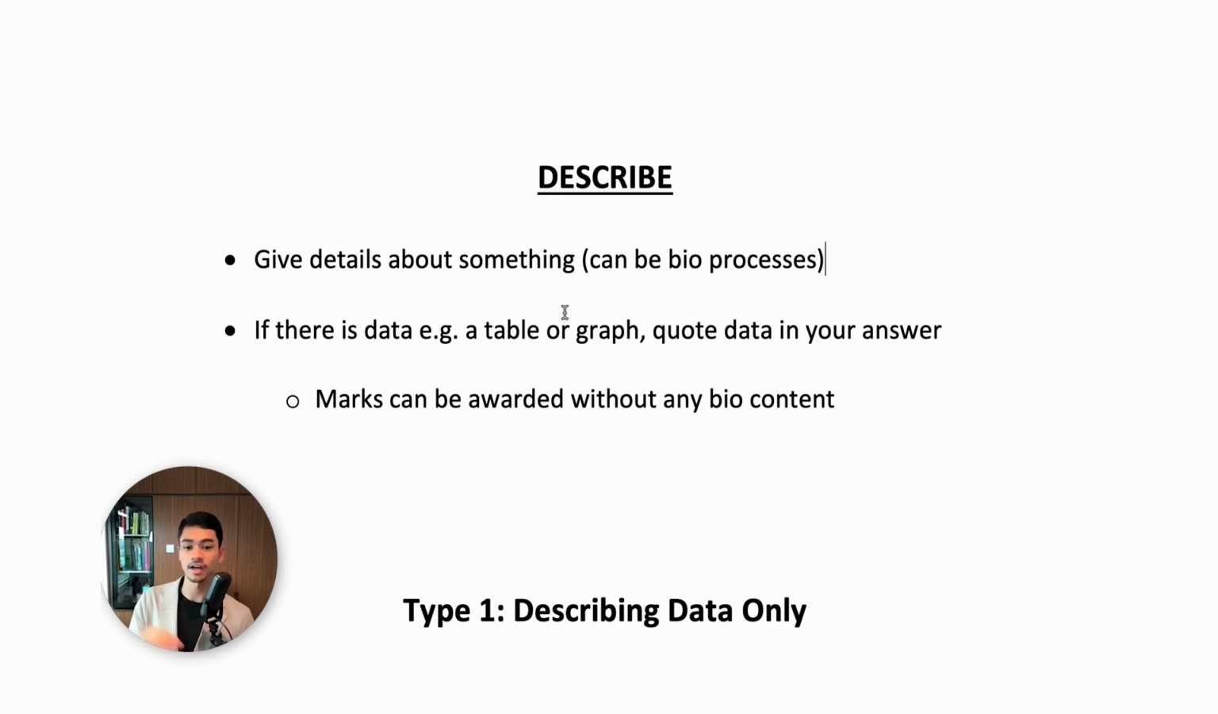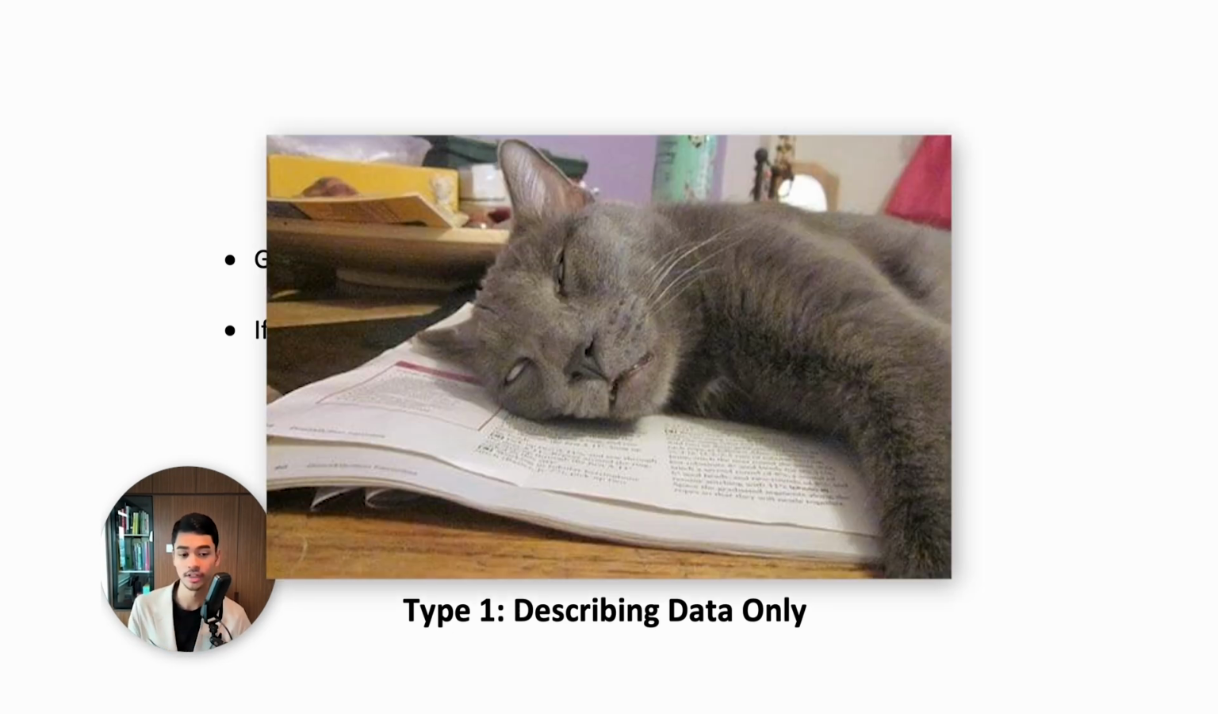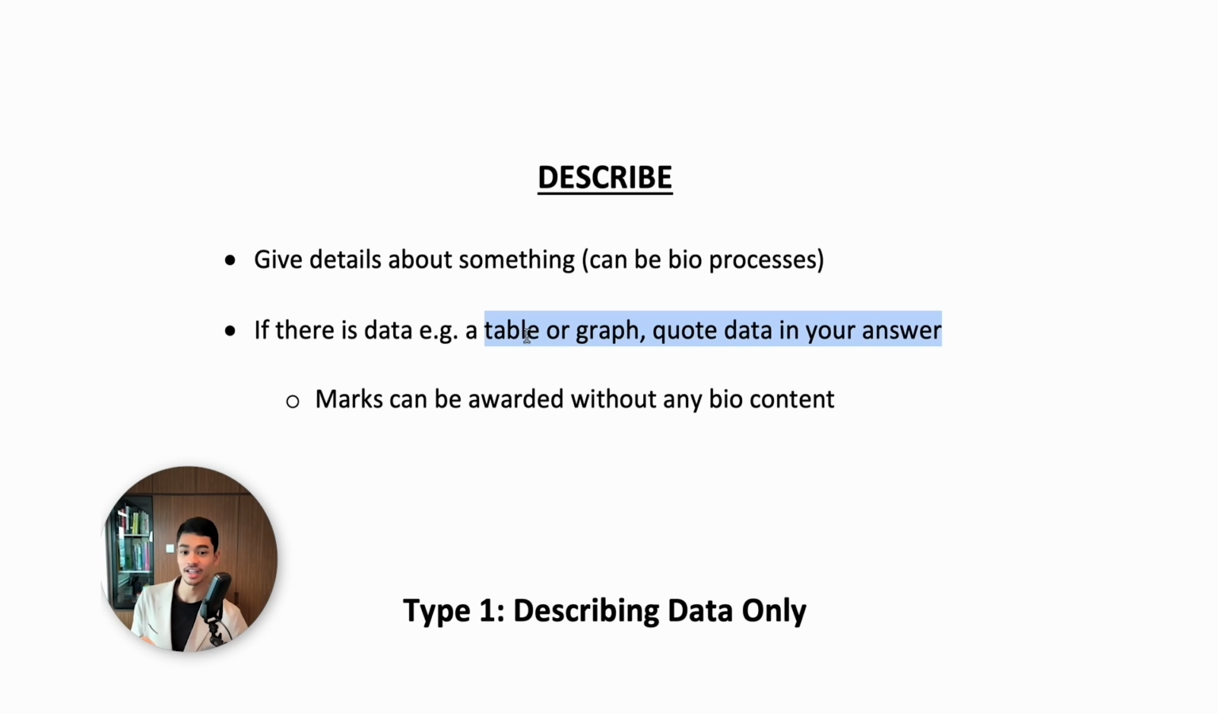Sometimes describe questions are asking for data, quoting of data. So if there is a table or a graph in the question, then you must quote data in your answer. Marks can be awarded for these kinds of data questions without bio content. So even if you didn't study at all, but you quoted the data and described it, you can still score marks. Quite amazing, right? So there are these two kinds of describe. Some are about bio, and some describe questions are just about data. Later I'll go into more detail about the data response tricks.